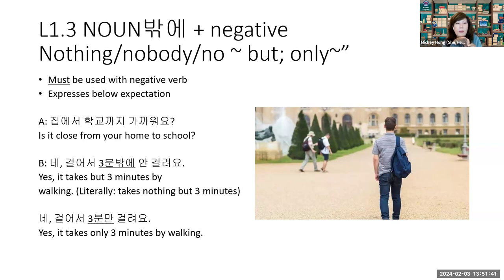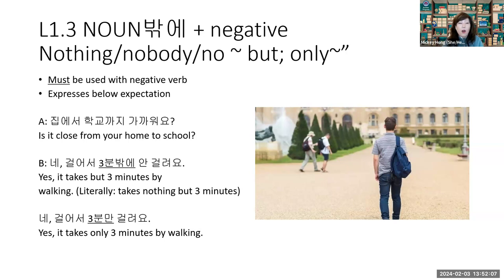집에서 학교까지 가까워요? They ask you, from home to school, is it close? 네, 걸어서 3분밖에 안 걸려요. So by walking, it takes but 3 minutes. 밖 means actually outside. So outside that 3 minutes, it takes nothing. That's literally what it means, okay? It takes but 3 minutes.